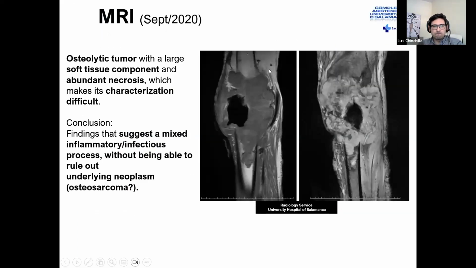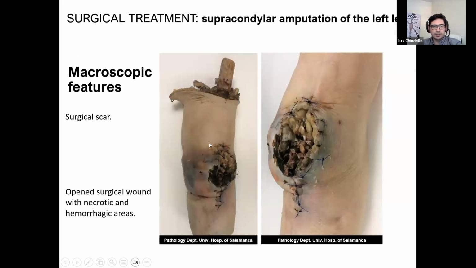And let's continue. In September of 2020, this was the MRI. You can see here the osteolytic tumor with a large soft tissue component here, which makes it difficult for the radiologist. And they conclude, and this is the first time they talk about osteosarcoma as an option for this image here. And this black hole here in the center is because of the bone cement the traumatologists put inside.